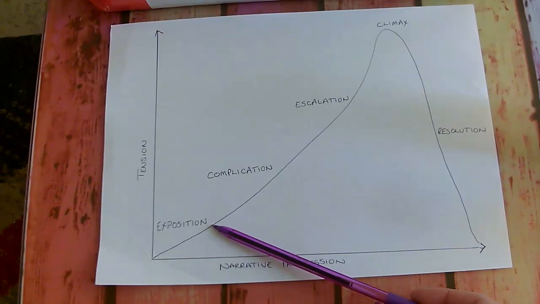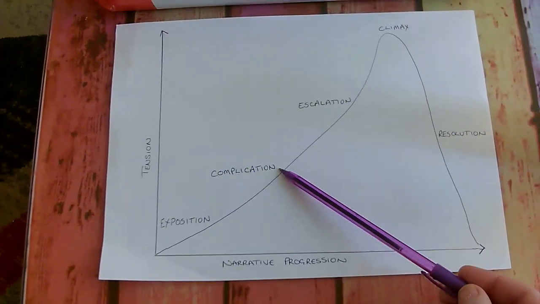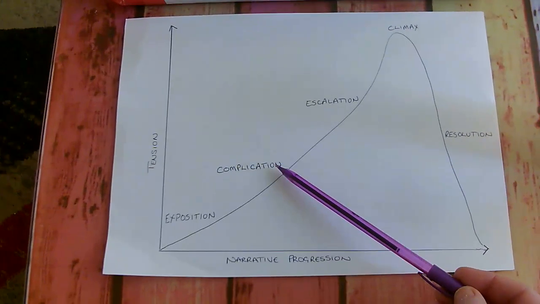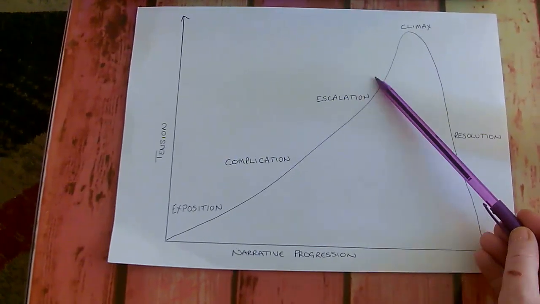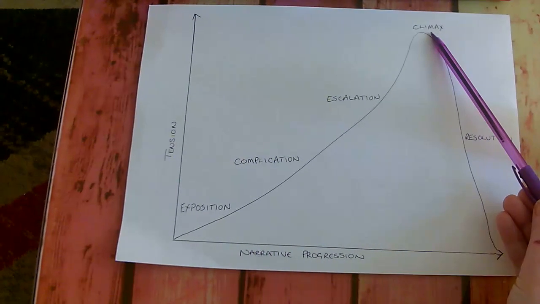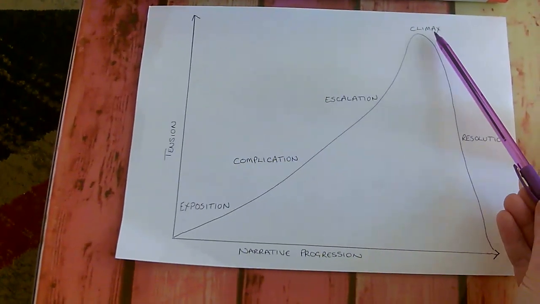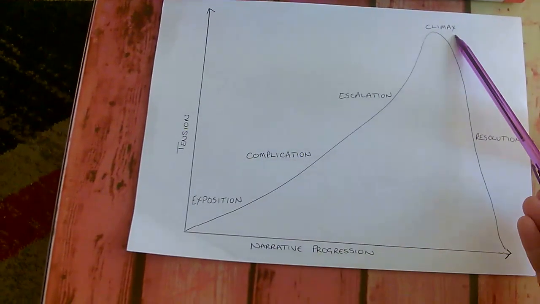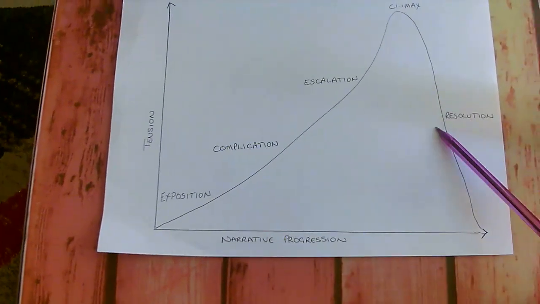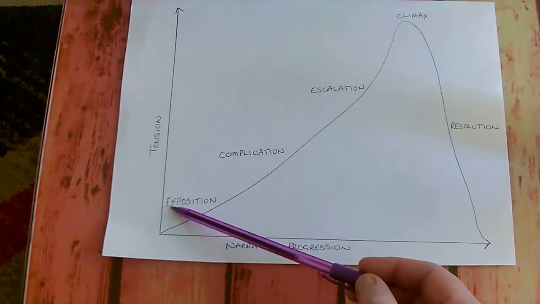Then we have a complication. So that's the puzzle or something that goes wrong or something that the person needs to solve. The escalation is where we get into the most exciting bit, which is the climax, which is where the monster is found, or there's a fight, or James Bond arrests the spy, or whatever. And then the resolution is where we solve what's going on here in the exposition.